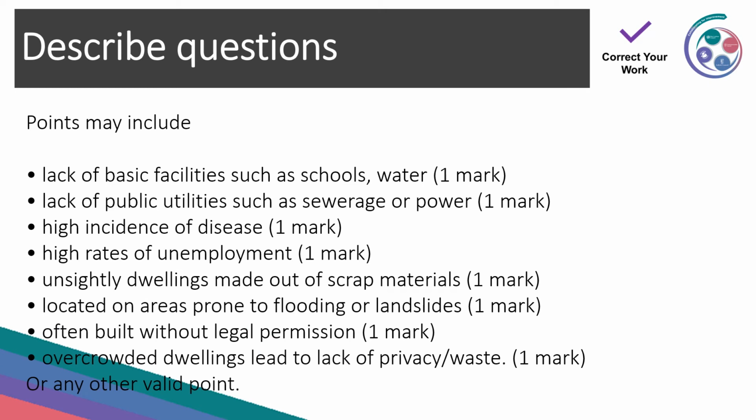So here we have some potential information you could get a mark for, just to illustrate the depth of knowledge you're looking to put in here. Lack of basic facilities like schools and clean water supply would get you a mark. Lack of public utilities like sewage or power gets you a mark. High incidence of disease would get you a mark. If you relate it to a particular disease that is relevant for the city you've studied, that would also get you additional marks. So that's the depth of knowledge we're looking for in this kind of question.